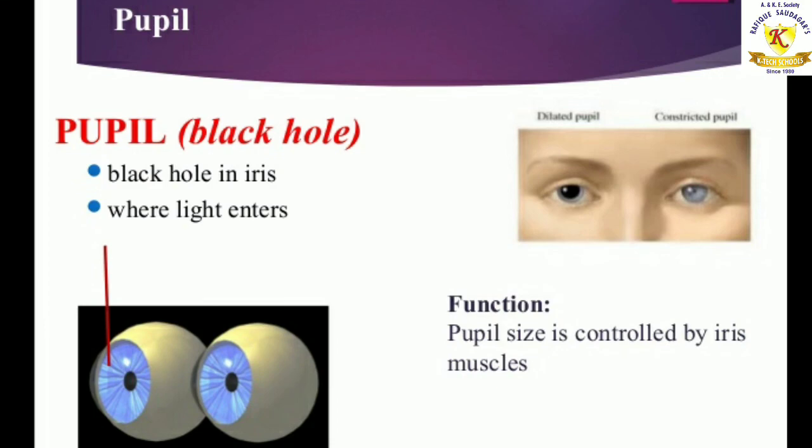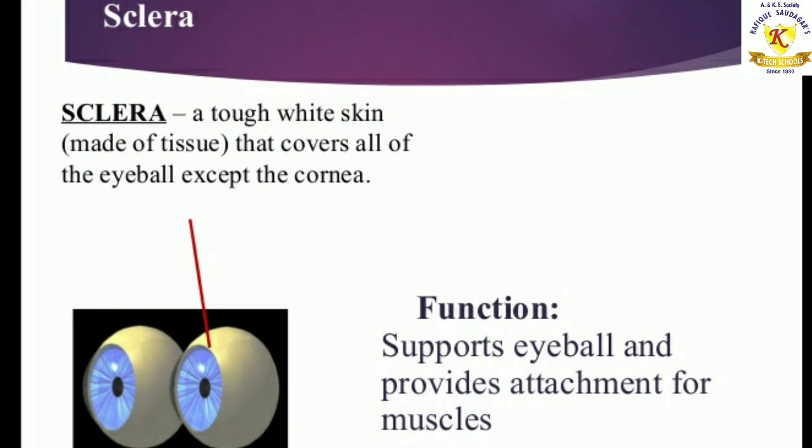Pupil, it is the black hole in the iris where light enters. Its function: pupil size is controlled by iris muscles. Got it, children? Sclera. It is a tough white skin made of tissues that covers all the eyeball except the cornea. Functions: it supports the eyeball and provides attachment for muscles.